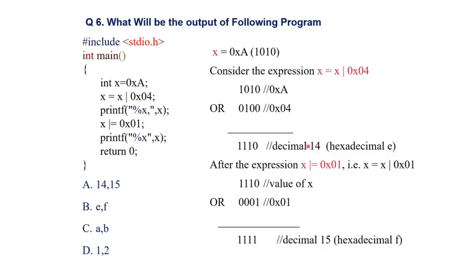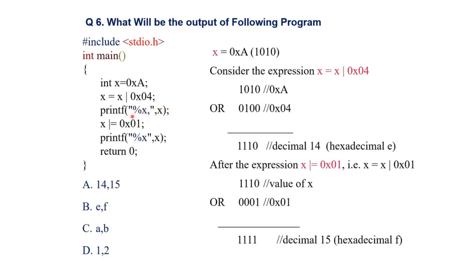So the value 14 will be stored in variable x, but because of this printf function, the value 14, that is the value of x, will be displayed in hexadecimal format. Hence the output for this printf function will be E. The hexadecimal value corresponding to variable x, that is value 14, is E. So this statement will print the value E, comma.